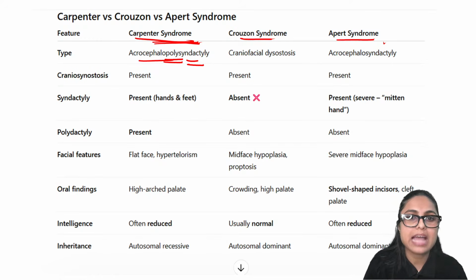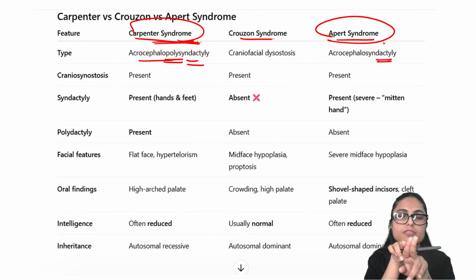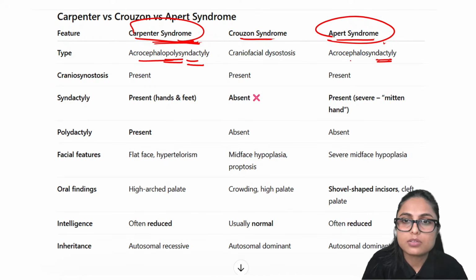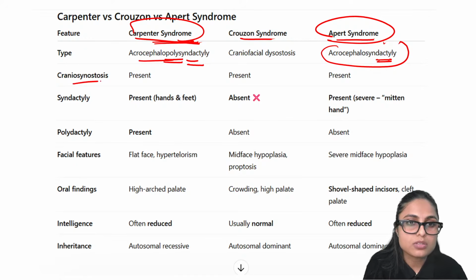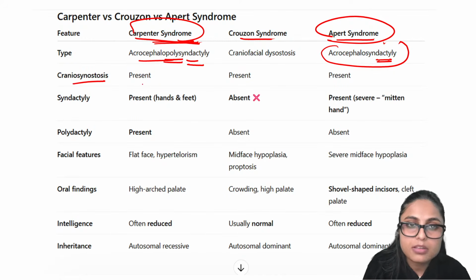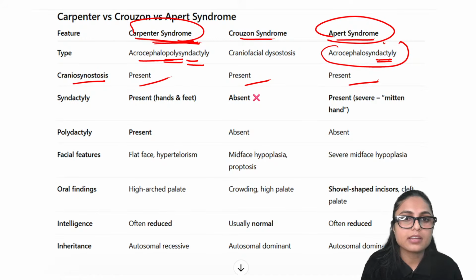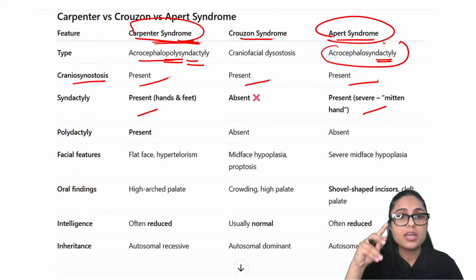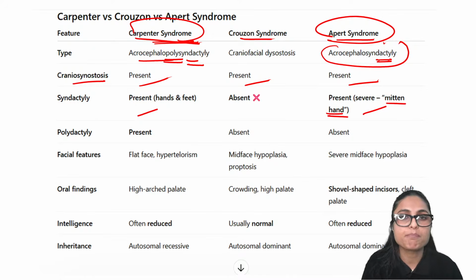That is why the type is acrocephalopolysyndactyly. In Apert syndrome we only have syndactyly, that is fusion of two or more digits. So that is why the name is acrocephalosyndactyly. Craniosynostosis, premature fusion of the sutures, is present in all three syndromes. Syndactyly is present in Carpenter and Apert syndrome. In Apert syndrome this syndactyly, the webbed fingers, are called mitten hands.